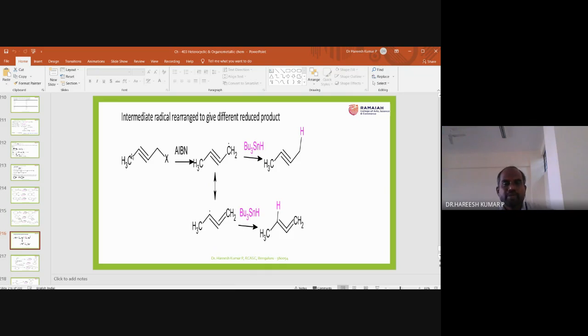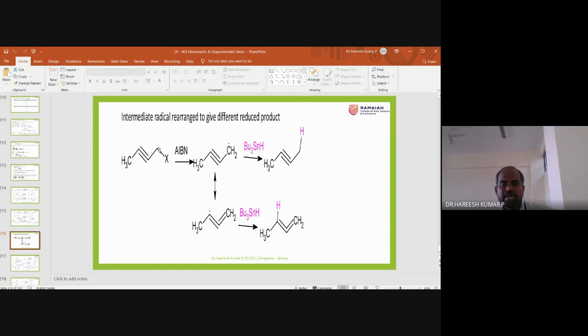So look here. This is one. I think you know that this is the intermediate. How is this intermediate obtained? When AIBN, a radical initiator, is initiated, that is treated with an alkyl halide. So there will be a clear homolytic cleavage here, forming a radical here, forming a radical here.